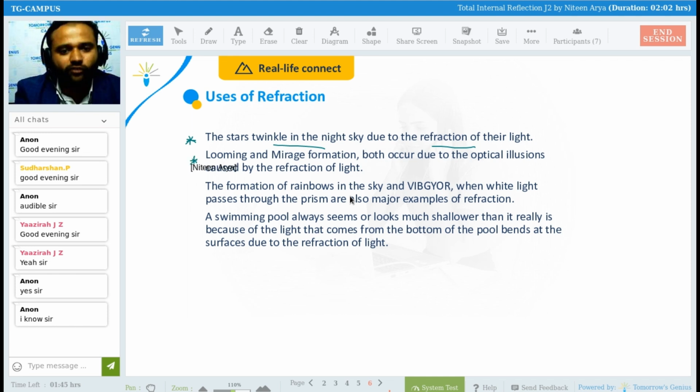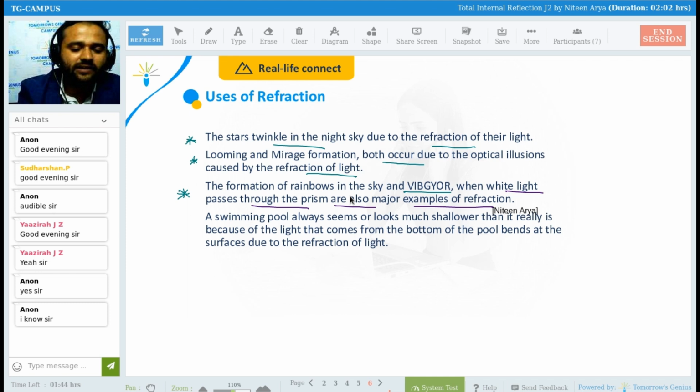Looming and mirage formation, we are going to understand what they are. Both occur due to the optical illusion caused by the refraction of light. The formation of a rainbow: whenever it appears, you can see a rainbow. So what is a rainbow in general? A rainbow is the splitting of white light into its 7 color components, due to refraction. When a light ray passes from air into water, it breaks into its 7 color components, and the dispersion process takes place. But in general, what is the process going on there? Refraction. The formation of a rainbow in the sky, and VIBGYOR when white light passes through a prism, are also major examples of refraction.